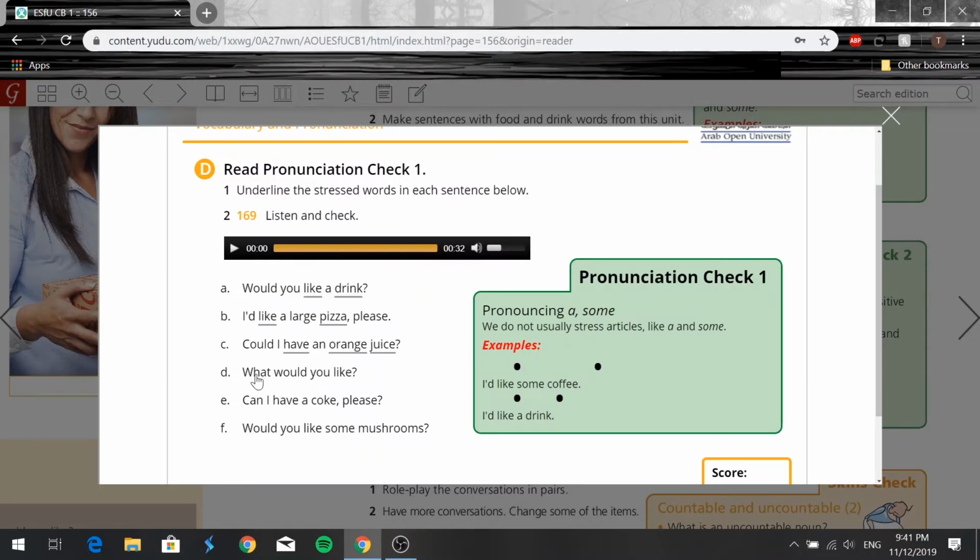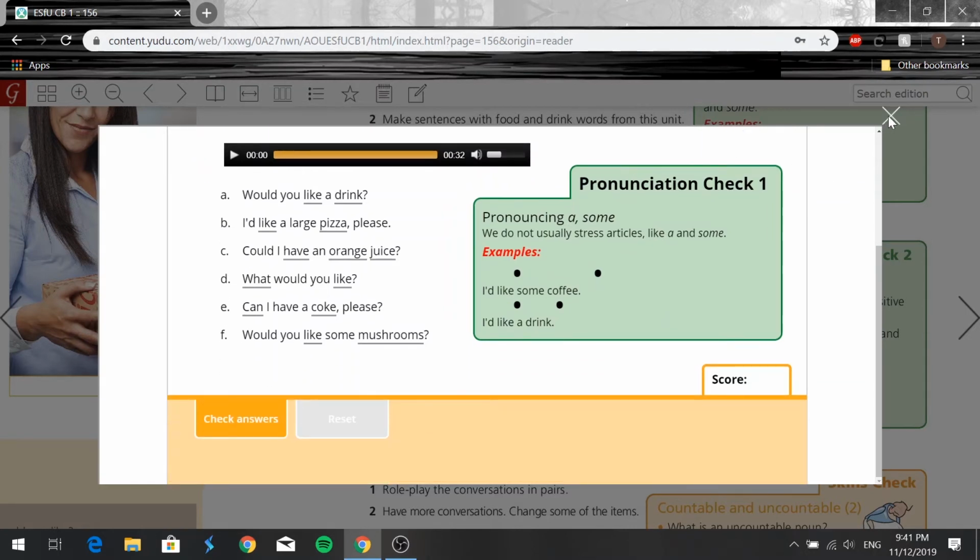What would you like? Again, what is stressed, and like as well. Can I have a Coke, please? Can and the word Coke are stressed. Would you like some mushrooms? So would you like will be stressed, and mushrooms, again, a stressed word. Okay? So remember, do not stress articles when talking.